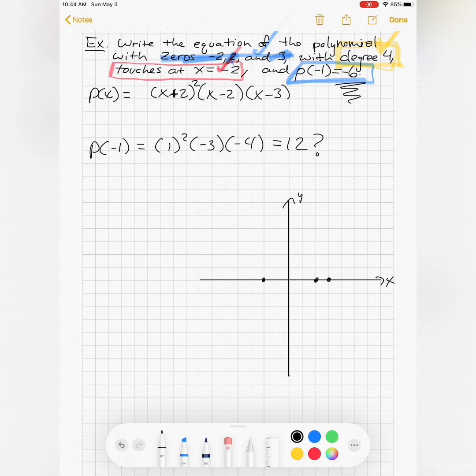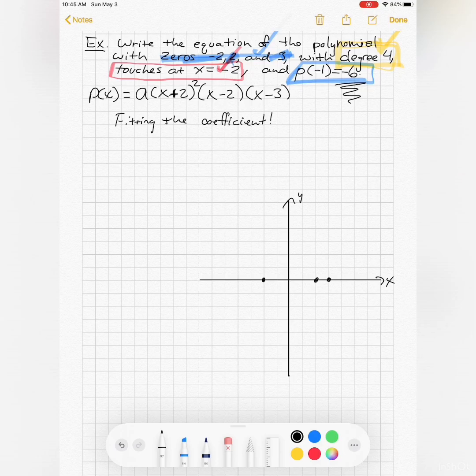So the thing is this, couldn't I actually have any coefficient here in front? What if I had a 5 in front? I'd still have the same zeros, the same degree, and it'd still touch at -2, right? I could have -5 in front. I could have -100. So generally speaking, I could have any coefficient in front, as long as I don't have an x in front. So what I'm going to do here is called fitting the coefficient. In other words, determining A.